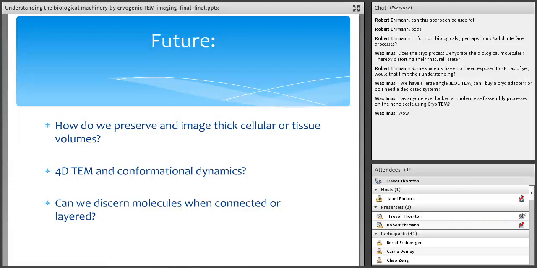So that's why I always tell young scientists, it's more important to have a good question so that you can find a good sample than it is to bang your head against the desk trying to get that sample to work. Thank you.